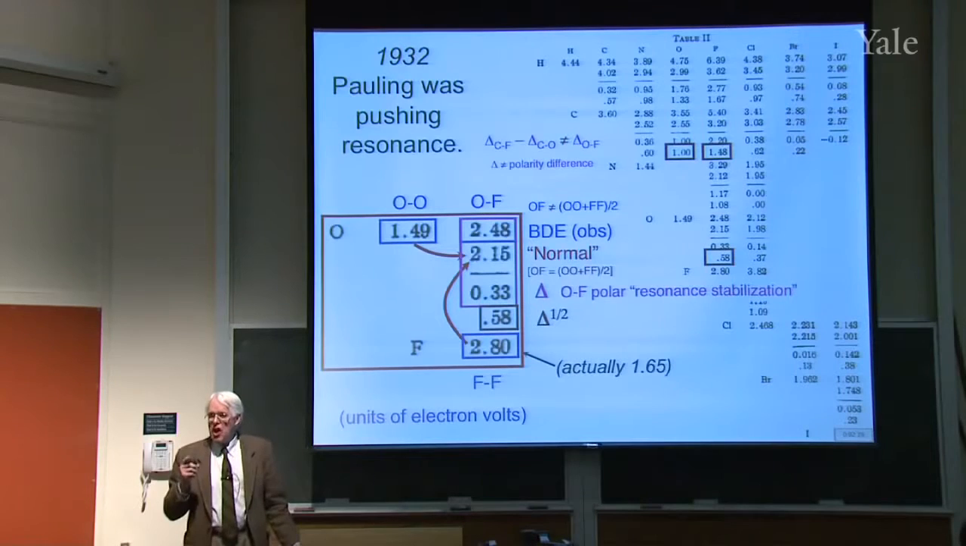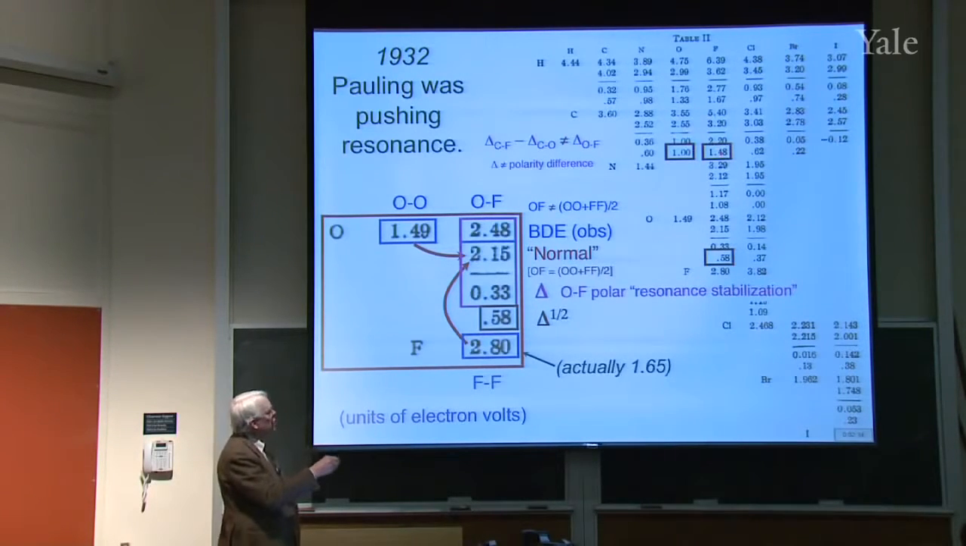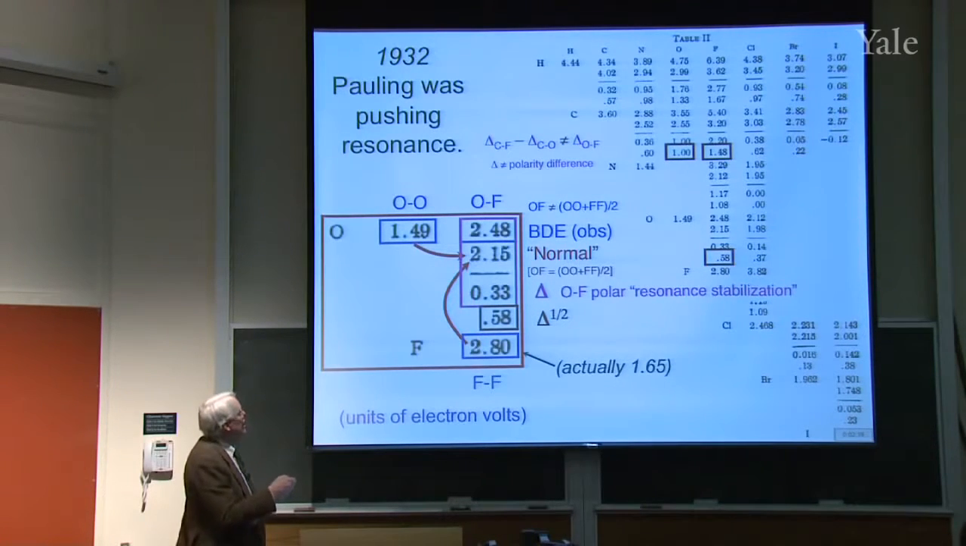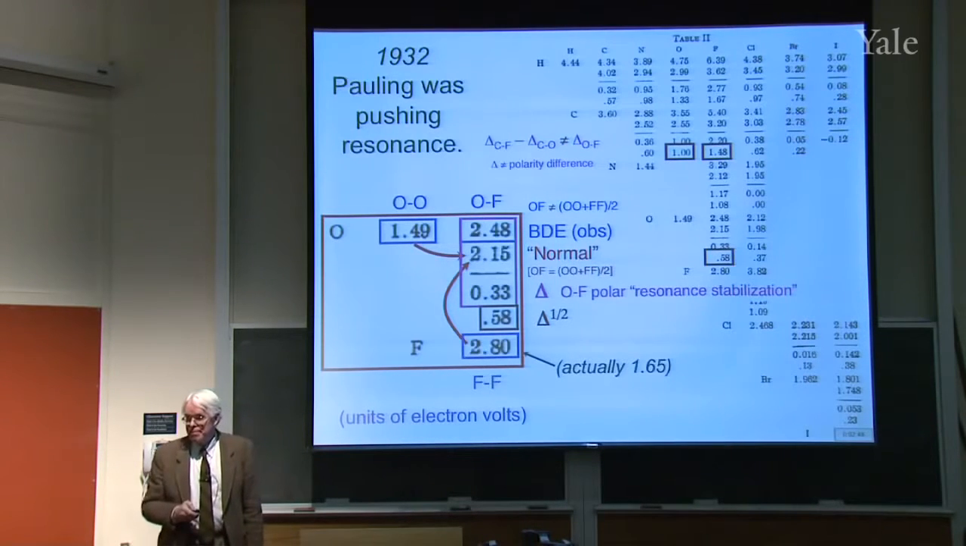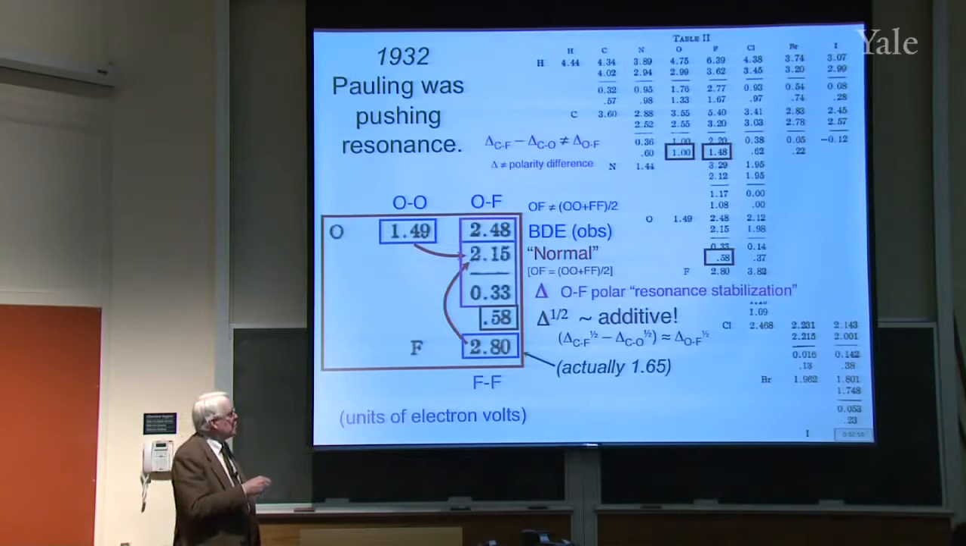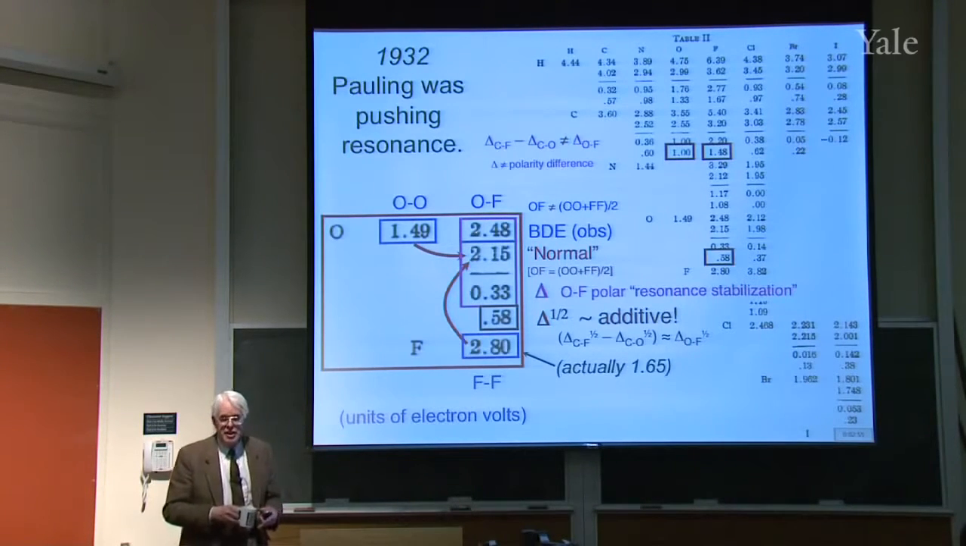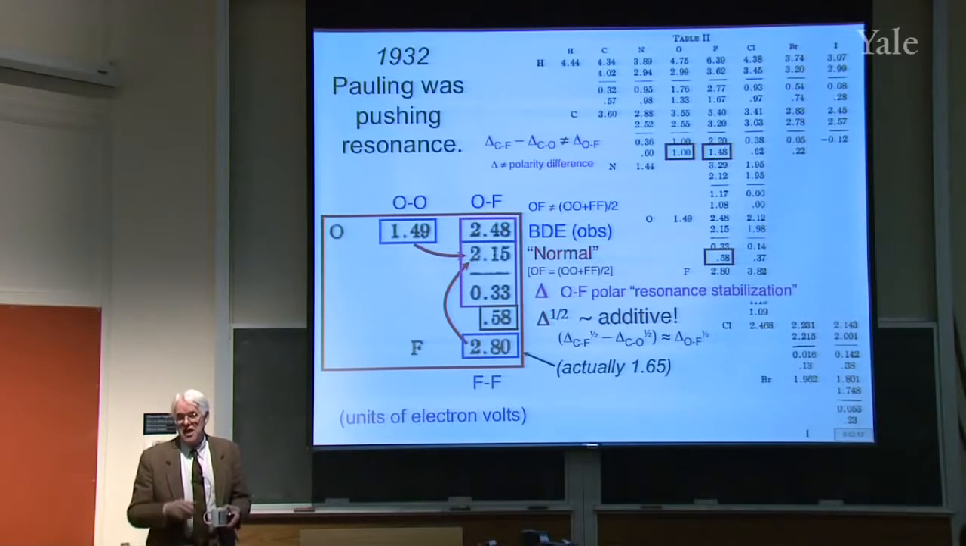He tried taking the square root of delta. That's the brown numbers here. So this is the square root of those stabilizations. And now you see something interesting, that the difference between CO and CF is the difference between O and F. Pretty close, right? So the square roots are about additive. Now, I don't think he had any good theoretical reason to say it should be the square root, but he fiddled with the numbers and he noticed that it worked.